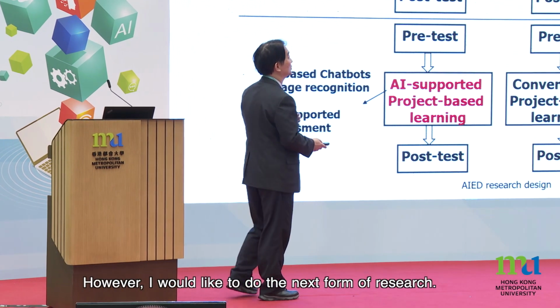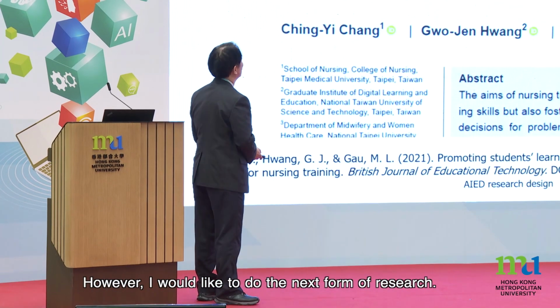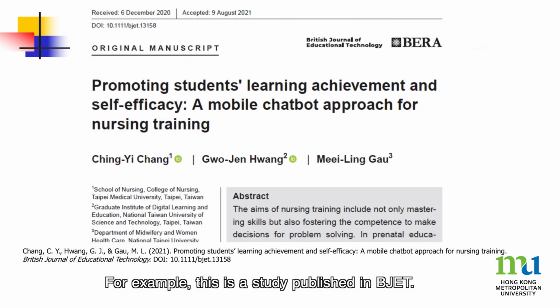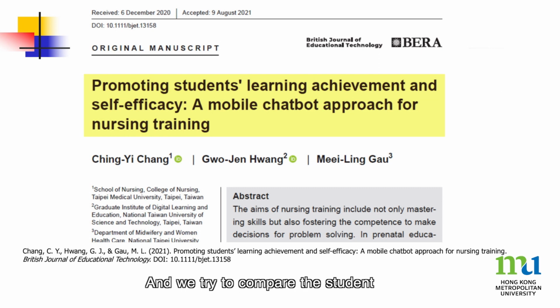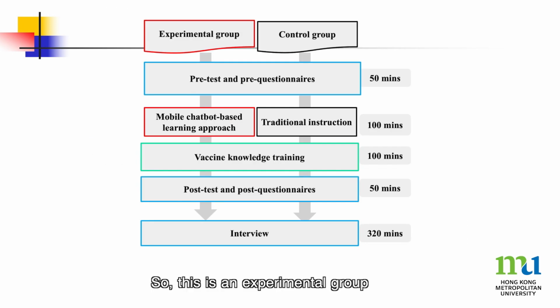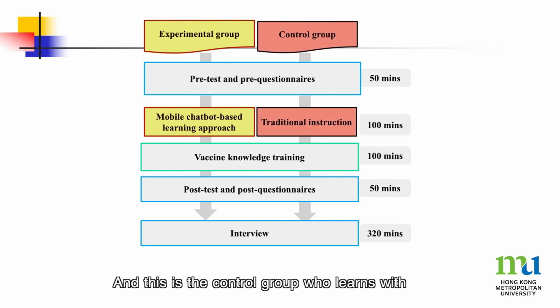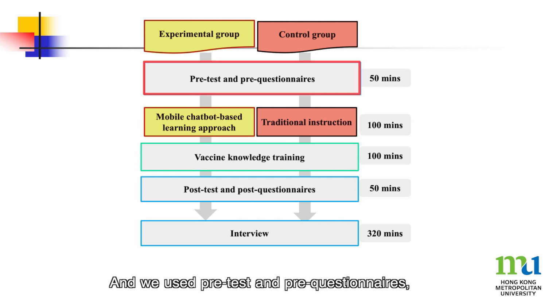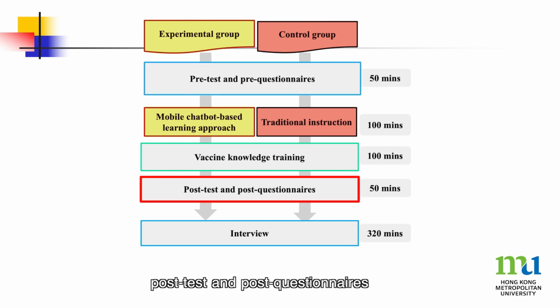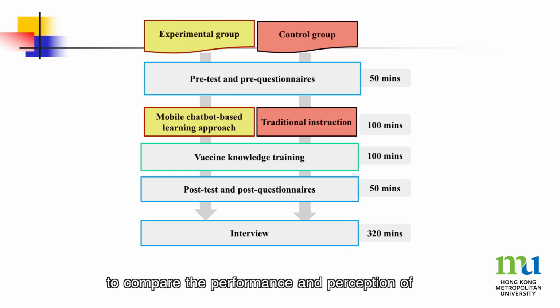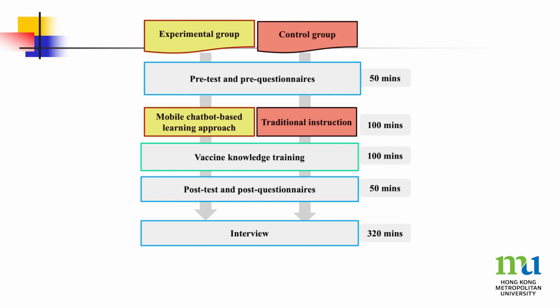However, I would like to do the next form of research. For example, this is a study published in BJET. It's a good journal. And we try to compare the students who learn with an AI chatbot with those learning with conventional approaches. So this is the experimental group who learn with the AI chatbot, and this is the control group who learn with the traditional instruction. And we use pre-test and pre-questionnaires, post-test and post-questionnaires to compare the performance and perception of the two groups of students.